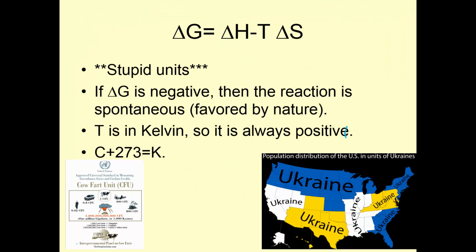Delta G equals delta H minus T delta S. The math part is gone, so we don't need to worry about that so much. Notice this was in joules. The other ones were kilojoules, so you don't need to worry about that so much. If delta G is negative, then the reaction is spontaneous, favored by nature.